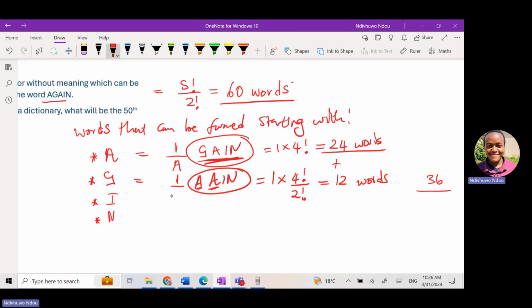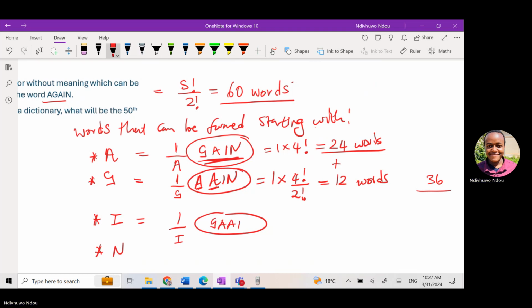Okay, so let's move to I. If we're starting with I, there's only one way to do so. Then we're left with G, A, A, N. These can be arranged in 4 factorial ways, but the A's are repeating 2 times, divided by 2 factorial, which is also 12 words, right?